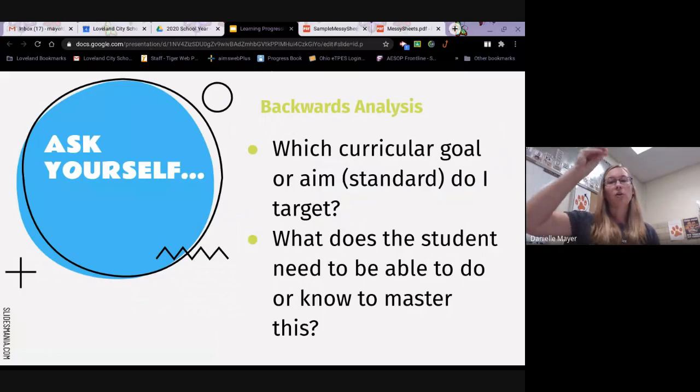So now you're going to think to yourself, and we're going to do a backwards analysis, right? We're going to start with our curriculum goal or aim, so our standard. Which one do I want to use? And then to master this, what kind of skills do my students need? So we're kind of going to break it down backwards, right? And then from there, we're going to put it into a visual format that is easy to follow and easy for me to use as a teacher and share with my students.